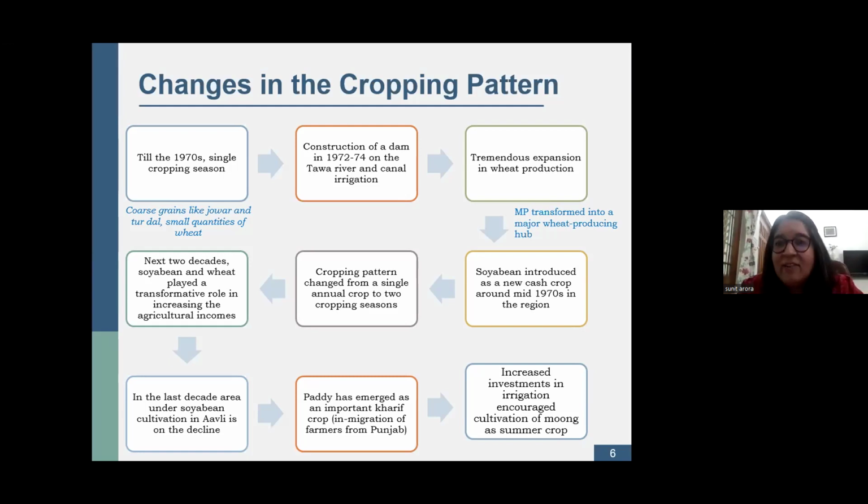Very interestingly, around the same time when the dam was being constructed and canal irrigation was being planned, soybean was introduced as a new cash crop in this region. It was introduced by the state government to boost agricultural incomes. Now, soybean was a new plant. People here were not used to cultivating it. Soybean is not even consumed locally. Then you might think, why was the state government asking farmers to cultivate it? It's because soybean cakes were being exported for animal feed to different countries. Keeping in mind that there is an export demand for soybean, this crop started being cultivated.